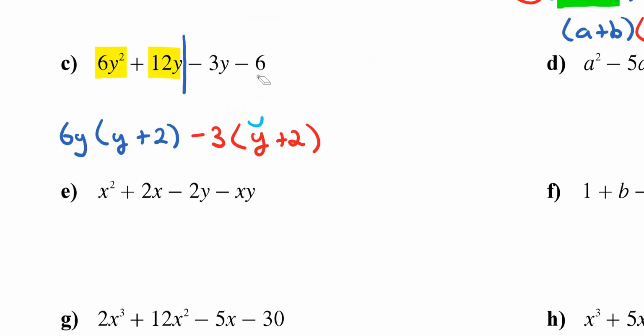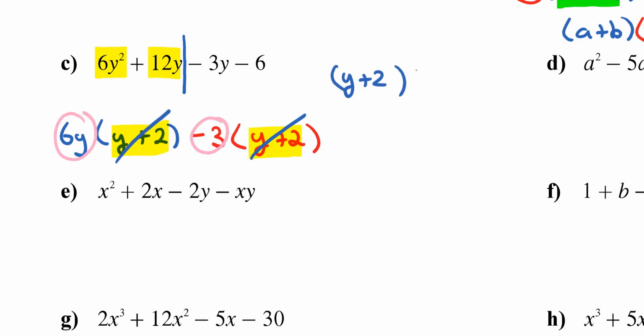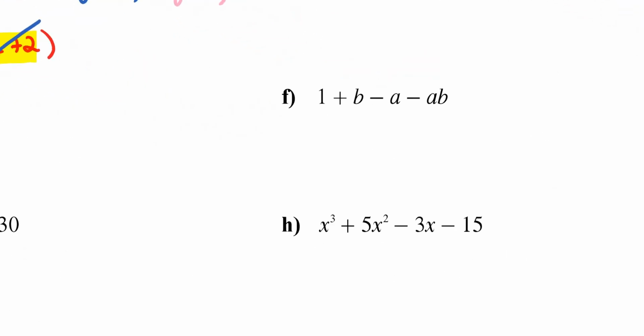Okay, and just like all the problems that we have approached so far, you'll notice that we do have a common factor there. So let's pull it out to the side as y plus 2. So those things are done. And then what's left over, I have a 6y and a negative 3, so bracket 6y minus 3, and that's your final answer. Okay, let's move on to letter F now.